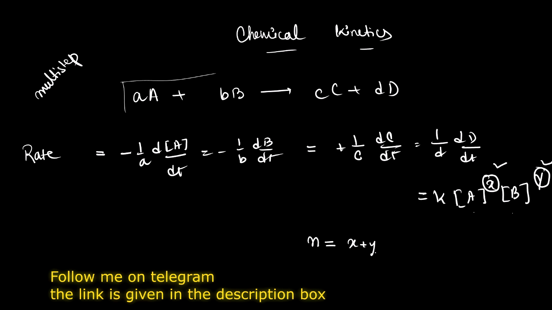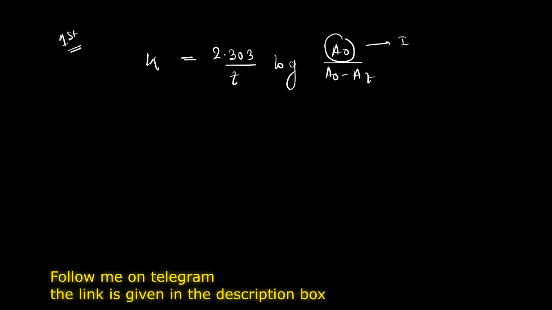We have first order, zero order and second order reactions, but in the syllabus we have only the first order reaction. For the first order reaction, we can write the rate constant as k = 2.303/t log [A]0/([A]0 - x). That means if [A]0 is the initial concentration of the reactant, then the remaining concentration of the reactant at time t will be [A]0 - x. So we can write the first order rate constant this way.